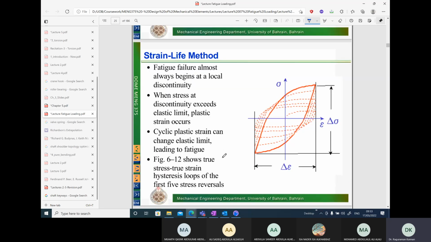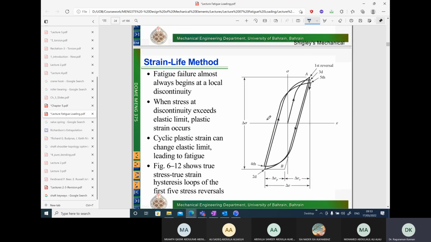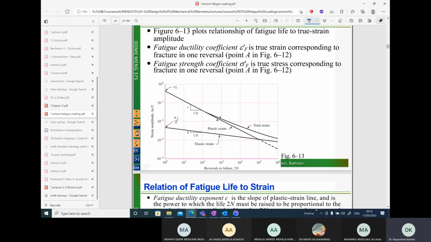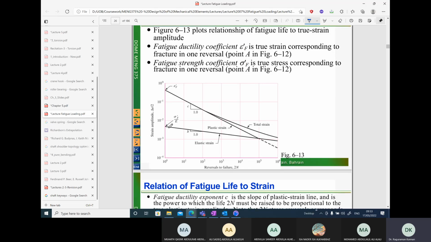So let's go ahead and see the strain plot. I will come back to these two figures later. Let's first see the strain plot here. Amplitude of strain, rather delta epsilon over 2 he has written, so it's the same amplitude of strain. This is the elastic strain curve, the plastic strain curve, and the total strain curve. And number of cycles to failure. Here you can see again going from 1 to 10 power 6 cycles.